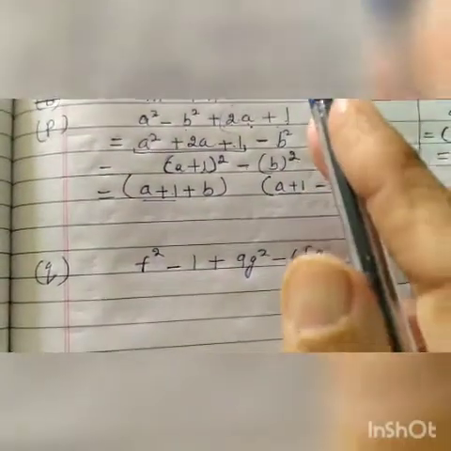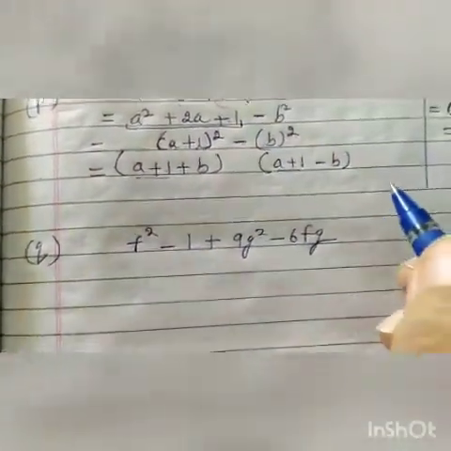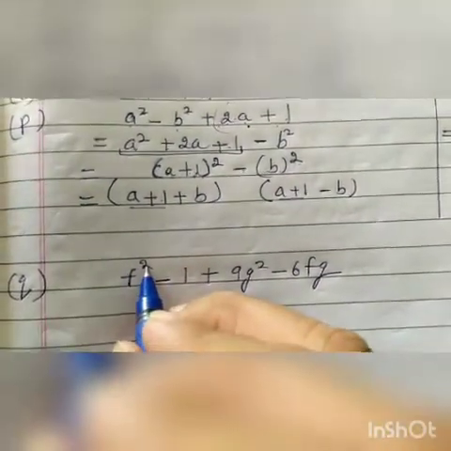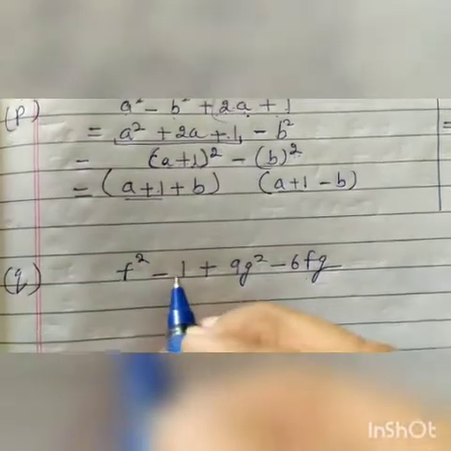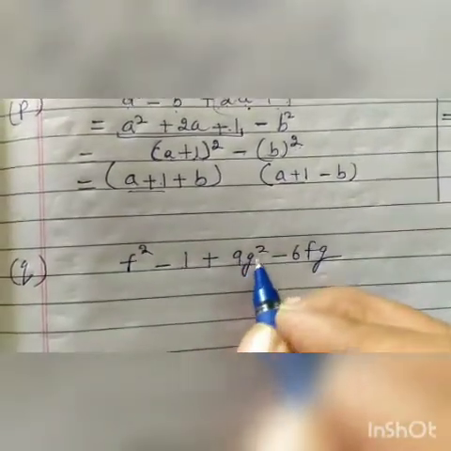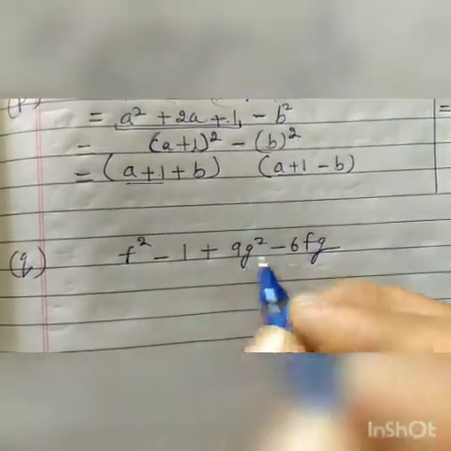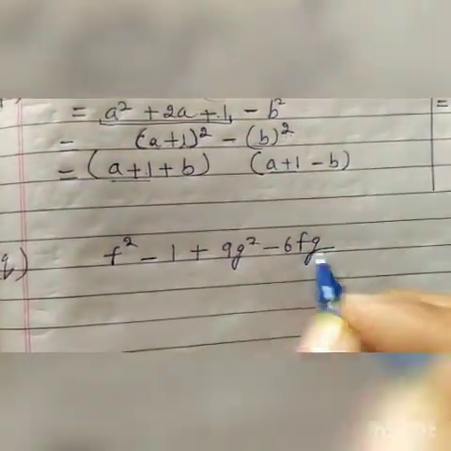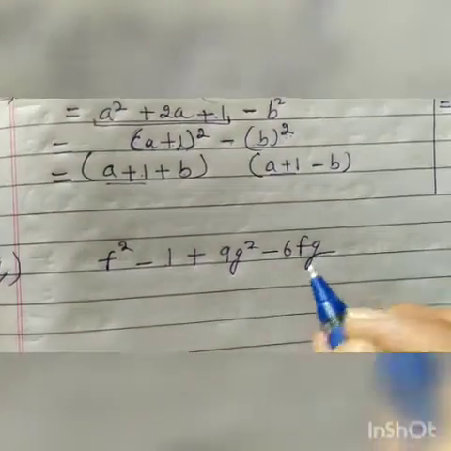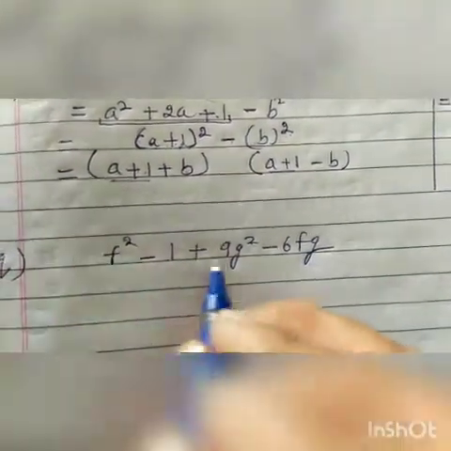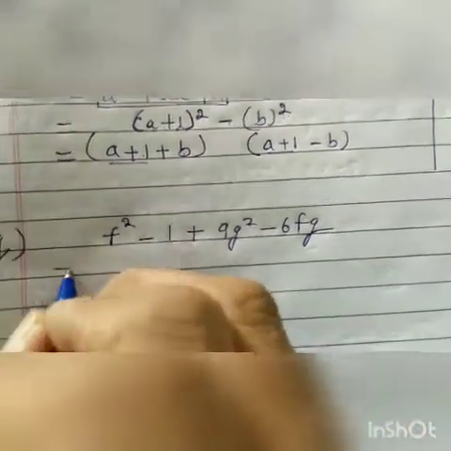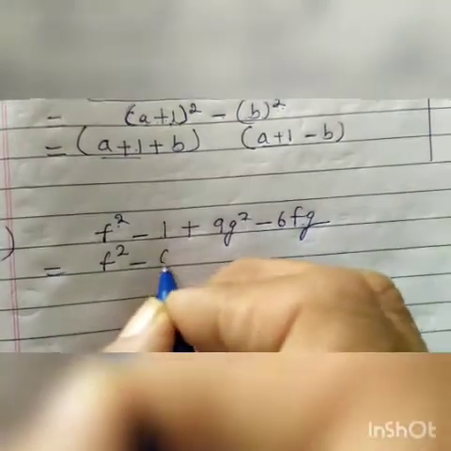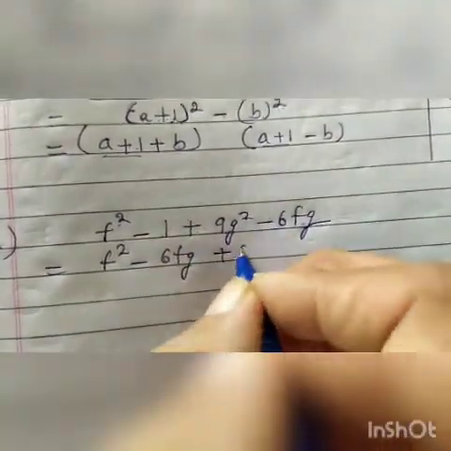This is also the same as N and P. First we will identify three square terms. The three square terms are F square, which is the square of F, 1, which is the square of 1, and 9G square, which is the square of 3G. And what is the term which is not a square? It is 6FG. Here it is FG. So we will take with this term F and G. It means we can write this as F square minus 6FG plus 9G square.